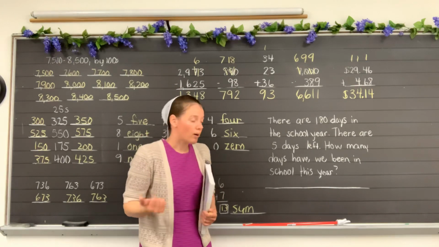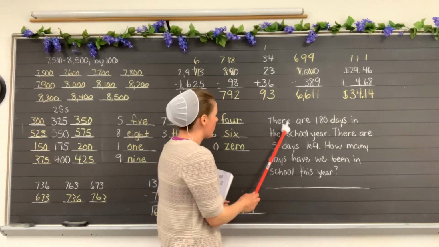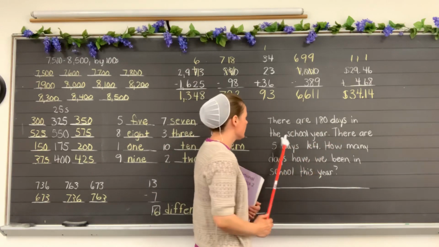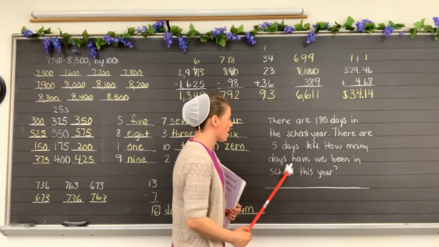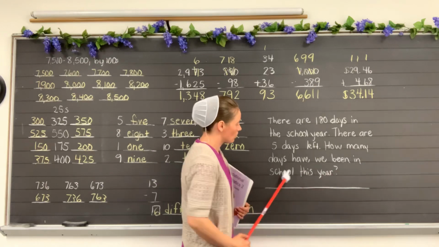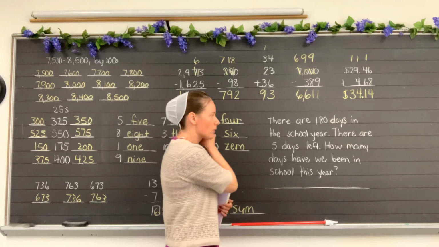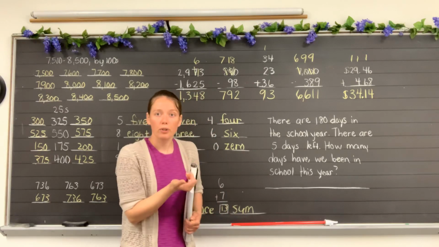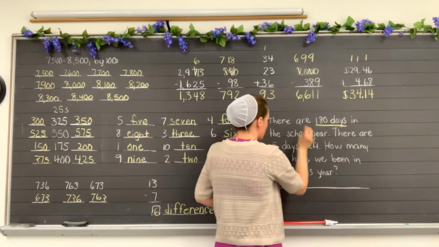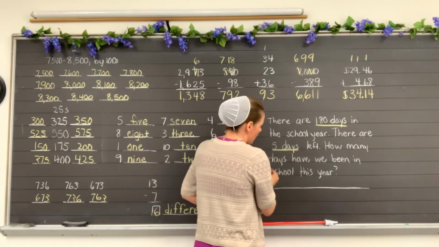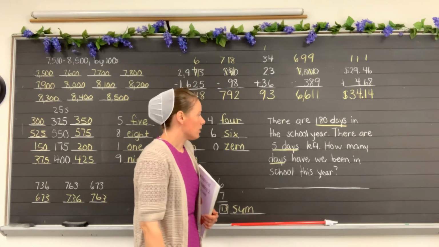Okay, let's look at our story problem next. So it says, there are 180 days in the school year. There are 5 days left. How many days have we been in school this year? Okay, so first what we do is underline our numbers and words. So we have 180 days and 5 days and days. How many days have we been in school this year?